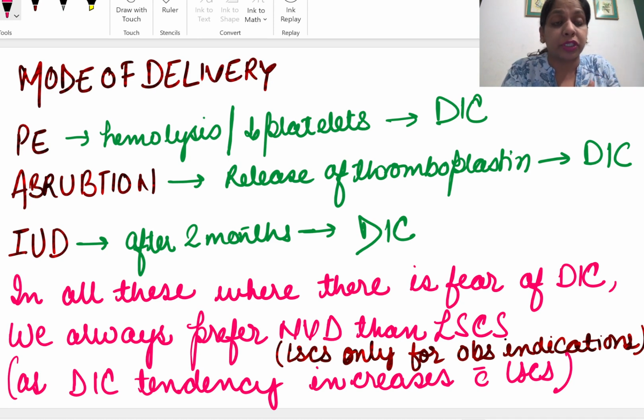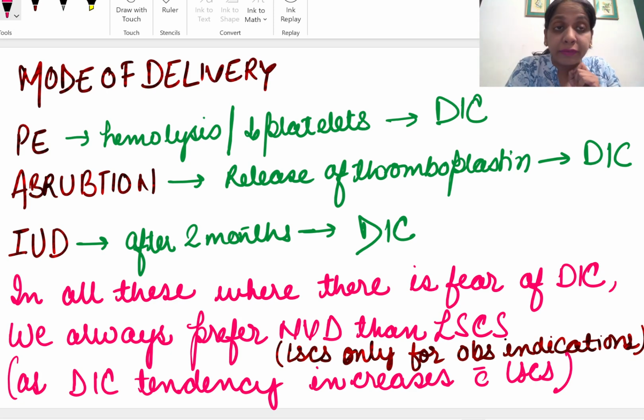Similarly in abruption, the clot which is behind the placenta goes into the circulation and releases thromboplastin, and the patient goes into DIC. If an IUD is left in the mother's uterus, then again after 2 months there are chances that the patient will go into DIC. Chances are late, but there are chances that the IUD can lead to DIC.